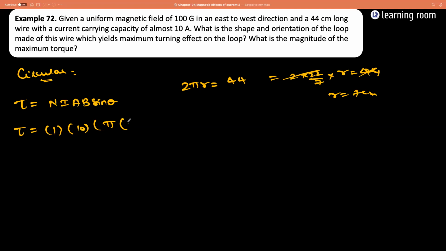So pi into r square, so 49 into 10 power minus 2 the whole square, into B. What is the value of B? 100 into 10 power minus 4. So multiplying all these values, it's something 1.54 something you told, no? Into 10 power how much? Minus 3. Minus 3 Newton meter.